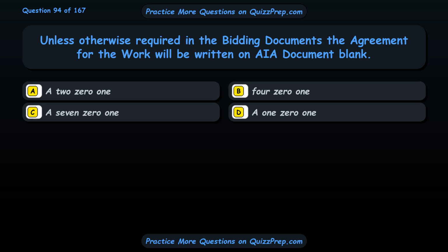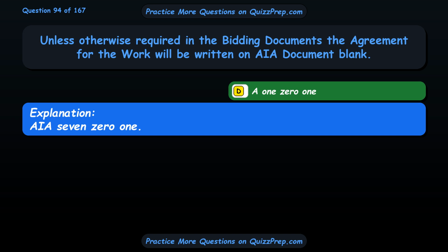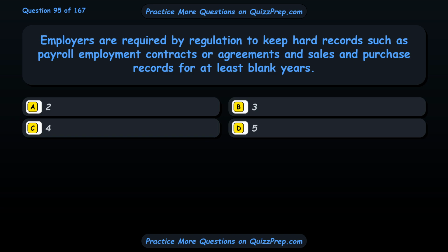Question 94. Unless otherwise required in the bidding documents, the agreement for the work will be written on AIA document blank. Option A. A201. Option B. 401. Option C. A701. Option D. A101. The correct answer is option D. A101.